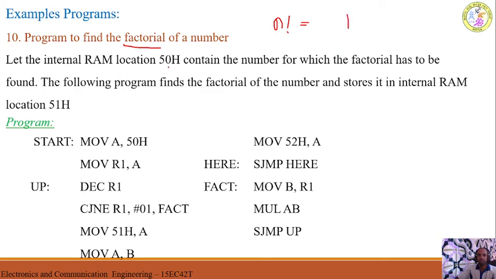Let the internal RAM location 50 contain the number for which the factorial has to be found. So we shall assume that this is 50h, and this 50h memory location contains the number for which I need to find out the factorial. For example, I will take the number 05. Then the following program finds the factorial of a number and stores the result in the internal RAM location 51.